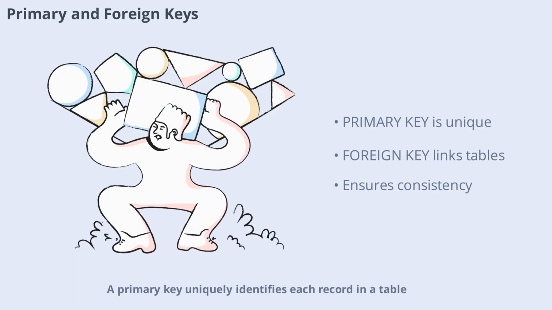A primary key uniquely identifies each record in a table, while a foreign key links records between tables. For example, customer ID might be a primary key in the customers table and a foreign key in the orders table. Keys are essential for maintaining relationships and ensuring data consistency.